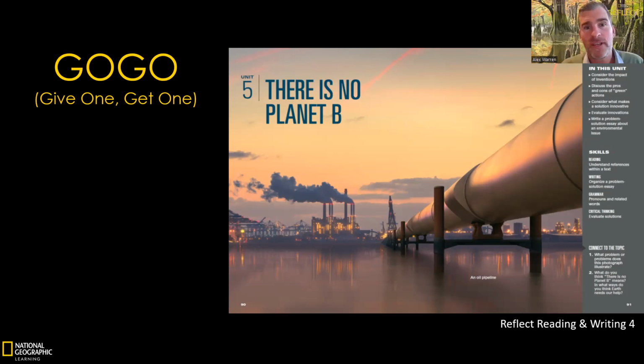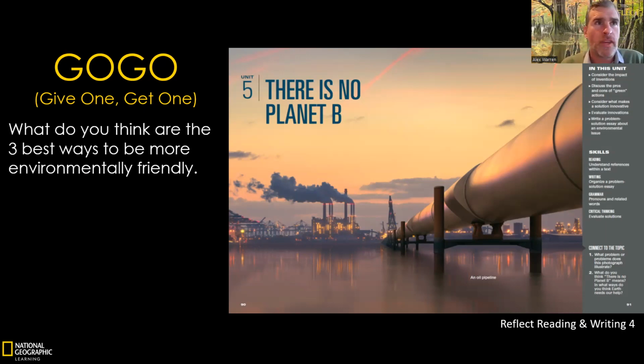So how does it work? Well, you have your topic. So in this case, we've got the environment. And we, as a teacher, set a statement or a question. So in this case, what do you think are the 3 best ways to be more environmentally friendly? Now, students do this on their own. They write 3 ideas down. It doesn't have to be sentences. It could be a phrase. It could be a word. That's absolutely fine.